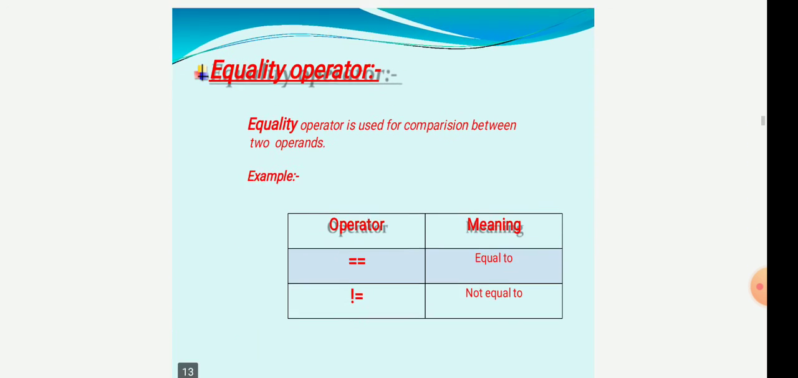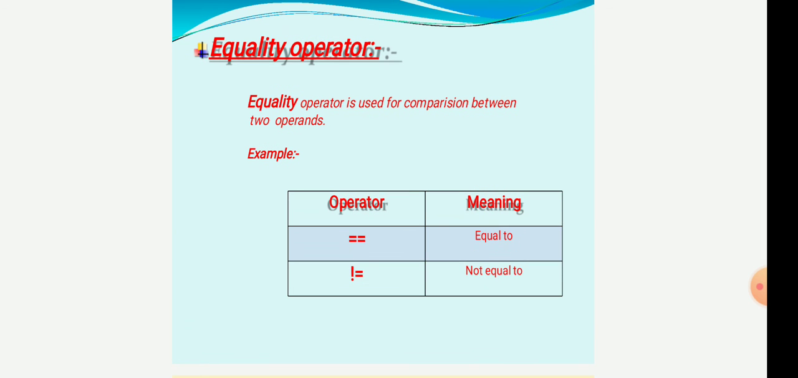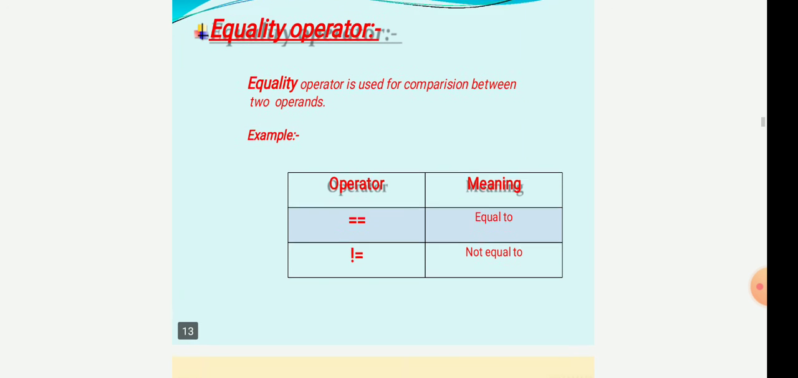Then we have another operator, that is the equality operator. So dear students, as the name indicates, this operator is used for comparison between two operands. Here we can check whether these two operands are the same or not. First of all we have the equal to operator that checks whether both the operands are the same. Then we have the not equal to operator which checks whether both the operands are not the same. So these are our various operators in C programming.